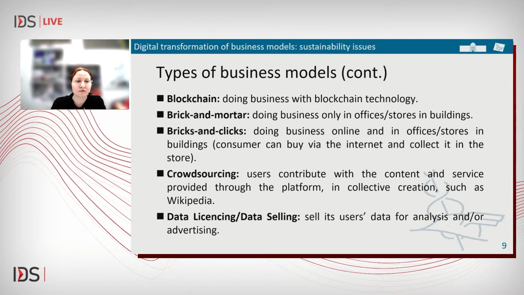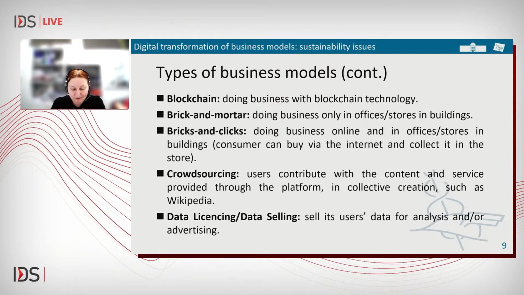Then we have the crowdsourcing model, where users contribute content and service is provided through a platform in collective creation. The example of that is Wikipedia. Then we have the data licensing and data selling model. It's very popular today. The company sells its users' data for analysis and for advertising. Facebook is an example of that.